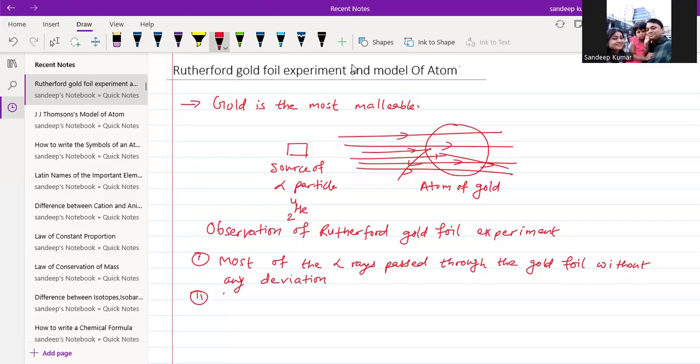Few alpha particles were deflected by small angles. Like this, you can see this particle was going like this and deflected like this with a small angle. This is a small angle.